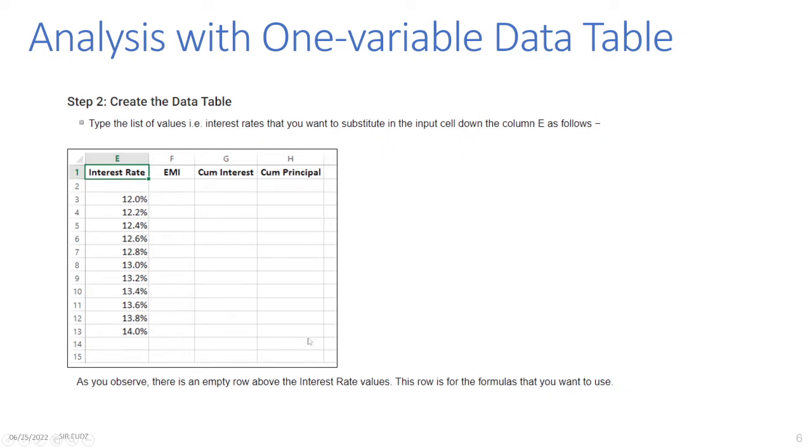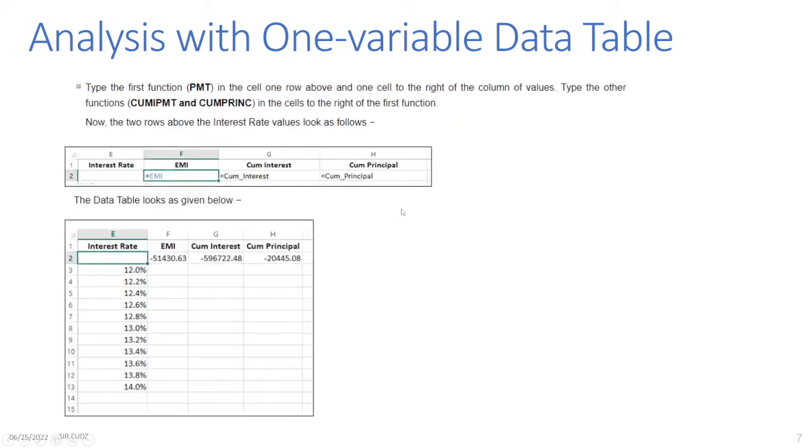Okay, so again, we create the table. And then we place here the interest rates that you want to substitute in the input cell, the column E, as follows. So these are the interest rates. And then we place a blank row here. So let's proceed to the next step. So these are the functions. Type the first function, the payment function. So under EMI.